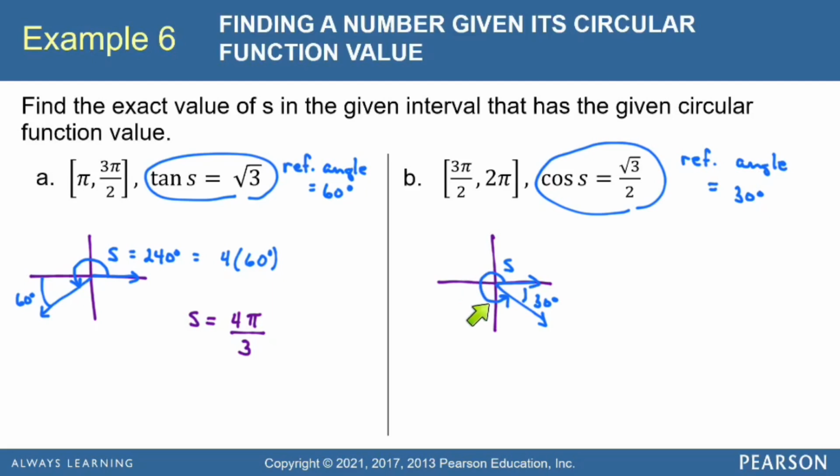Now you can see that angle S is going to have to be 330 degrees, but then to convert this to radians, we need to think of it as 30 times something. So 330 degrees is 11 times 30 degrees, and the radian equivalent for 30 degrees is pi over 6 radians. So 11 times 30 degrees can be written as 11 pi over 6 radians.